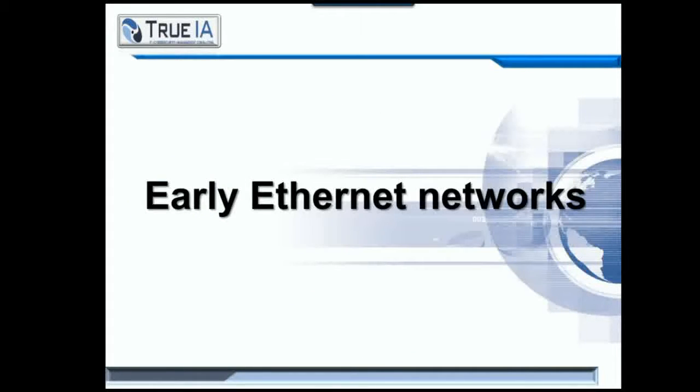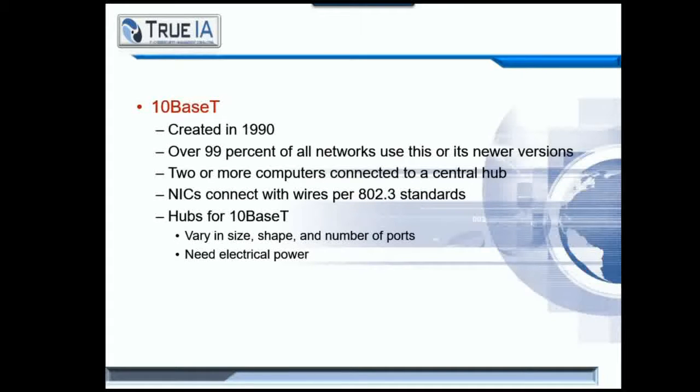Now let's take a look at some of the early Ethernet networks. Starting with 10BASE-T, created in 1990 by the IEEE, over 99% of all networks use this or a newer version. It's nothing more than 2 or more computers connected to a central hub. NICs connect the wires per the 802.3 standard set by the IEEE.